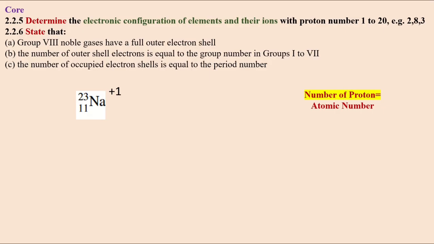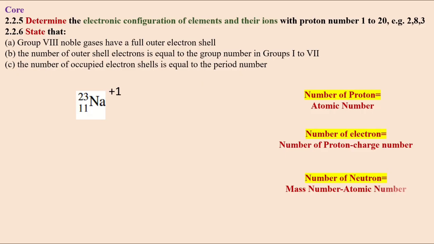Number of proton is equal to its atomic number. And to calculate the number of electron, we have to subtract the charge from the atomic number, because this atom has lost 1 electron. So the number of electron will be equal to number of proton minus charge number. And to calculate the number of neutron, we have to subtract atomic number from mass number.